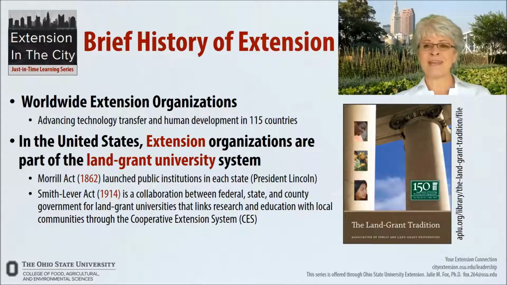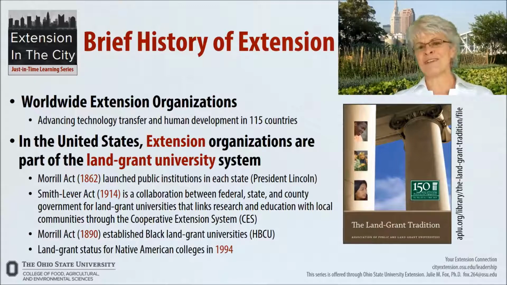Land grants began through two acts. First, the Morrill Act of 1862, which launched public institutions in each state. And then the Smith-Lever Act in 1914 is a collaboration between federal, state, and county government for land-grant universities to link what's happening at the university with what's happening in the community through cooperative extension systems. This is unique because you as an extension educator or professional are embedded as part of the community, really part of the community. You're not just coming in and out with projects, you're active in that community.